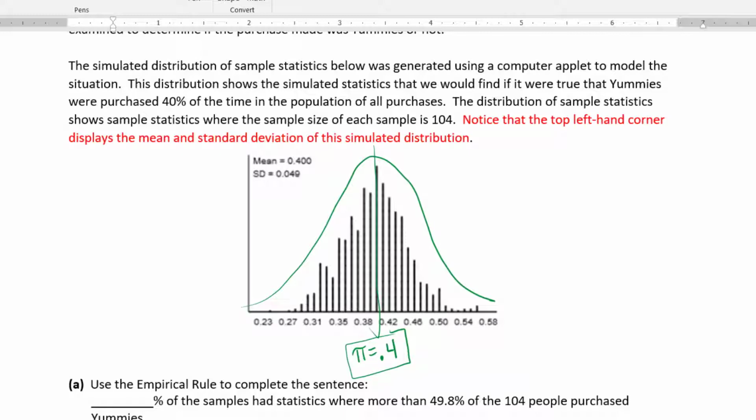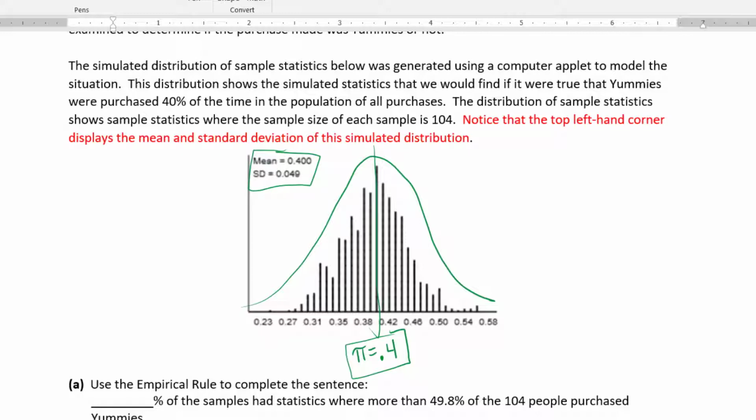And this was generated with a computer applet. It shows simulated statistics that we'd find if it were true that 40% were purchased in the population. This distribution of sample statistics shows statistics where the sample size was 104. You will also notice that the computer actually tells us the mean and the standard deviation of this distribution. So the mean is 0.4, like we expected, and the standard deviation is 0.049, so it's approximately 0.05.